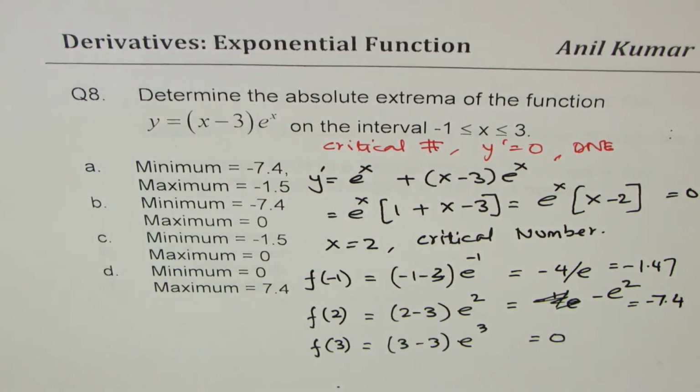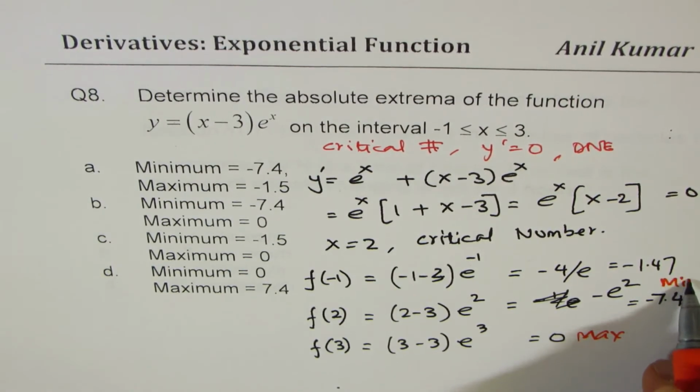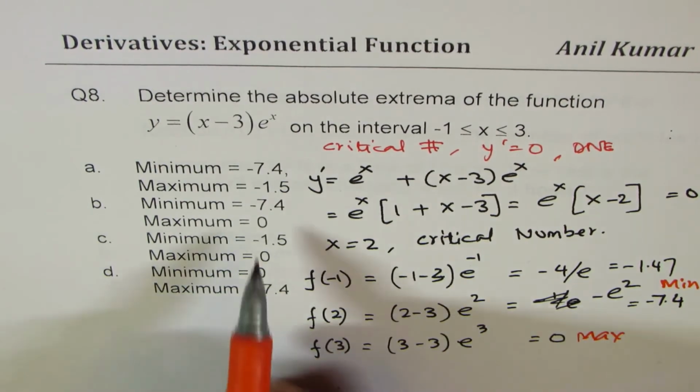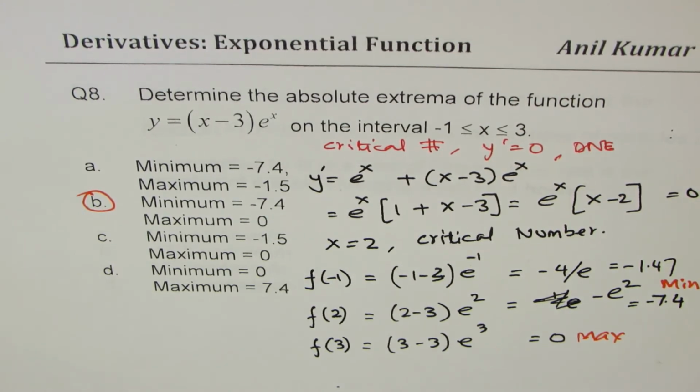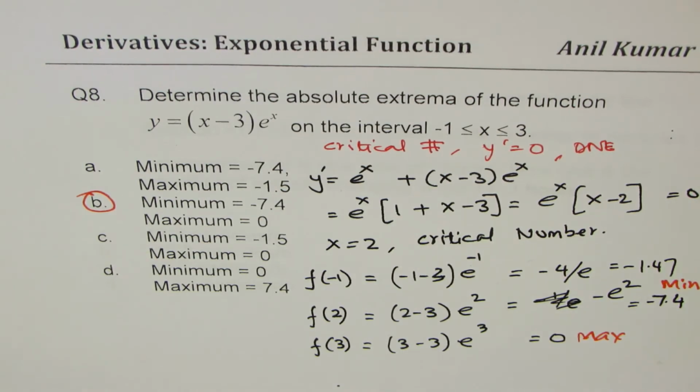So here what we see is that 0 is the maximum value, right? And this is the minimum value. So minus 7.4 is the minimum, the maximum is 0. Option B is the right option, correct? So if you want to find absolute extrema, you have to check the critical number and the values of the function at the critical number and the two endpoints of the closed interval.